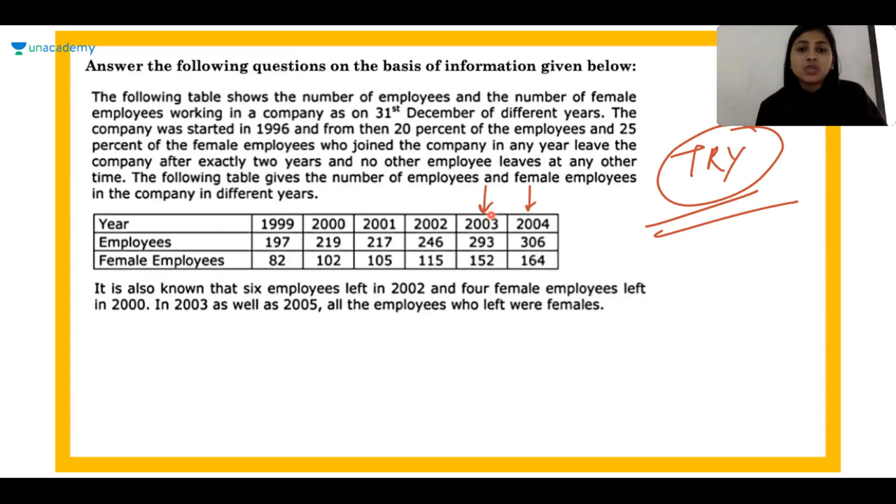Whoever have joined in 2003 will leave in 2005. So you need to figure out who have joined in 2003 for that. And then 20% of employees and 25% of female employees will leave in 2005. Similarly, those who had joined in 2004 will leave in 2006. That is how we'll get the columns for 2005 and 6. It is not given, but we can find it.